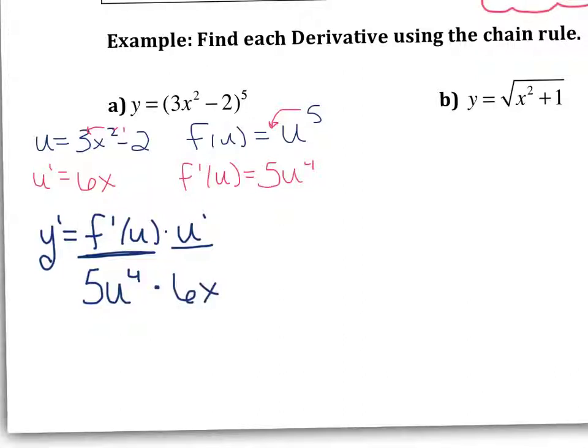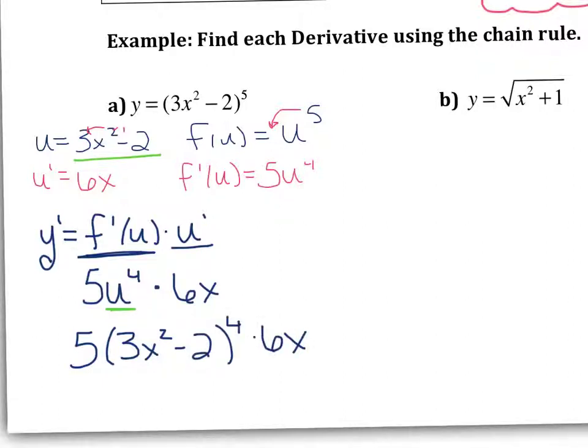Okay, well we can't have a function with a u and an x. So the very last thing we have to do is substitute what u is equal to. And that's written up here. As long as you write that out, that's going to be easy every time you get to it. So we have 5, and then u is going to become 3x squared minus 2 raised to the 4th times 6x.